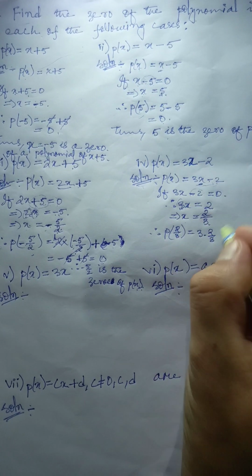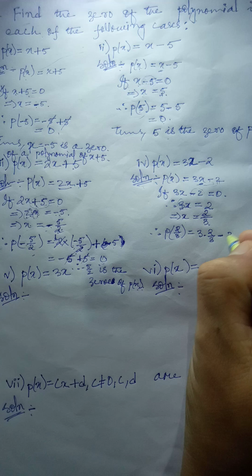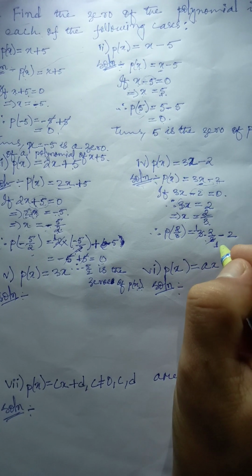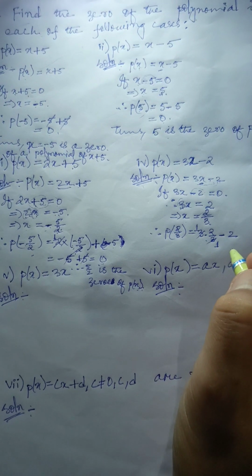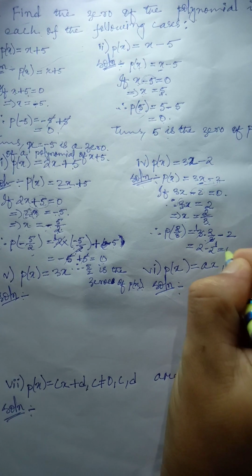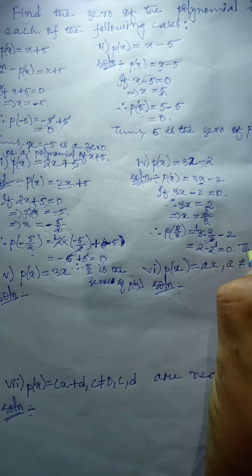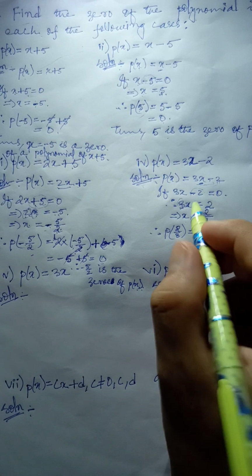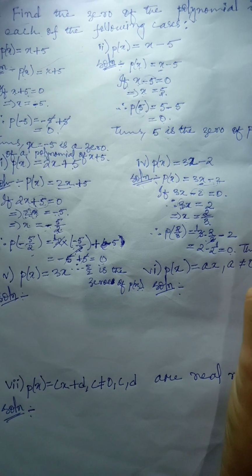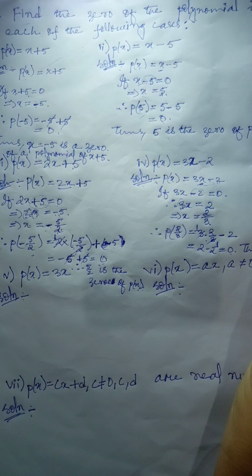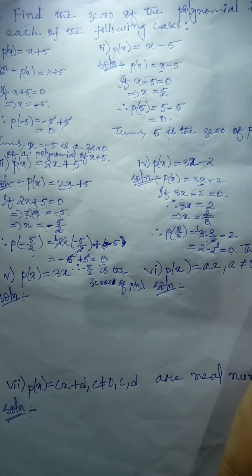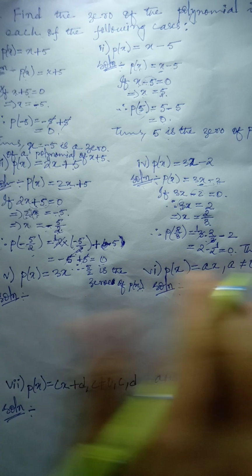So 3 times 2 by 3, the 3s cancel and that is 2. Then 2 minus 2 will give you 0. What can we say about this? That means by using x equal to 2 by 3, we get 0. That means 2 by 3 is the zero of p(x).